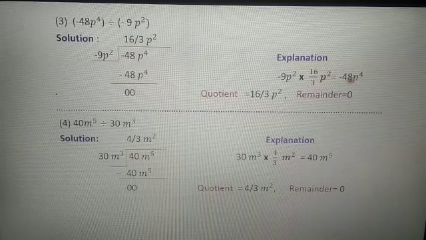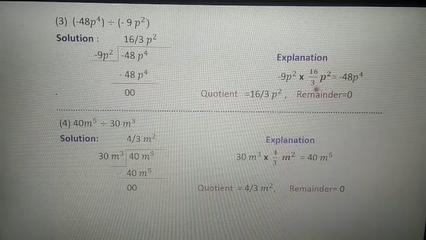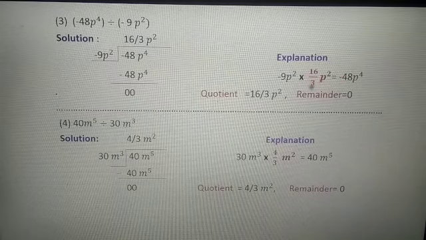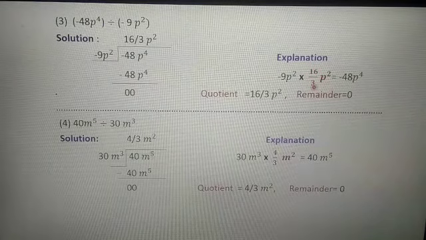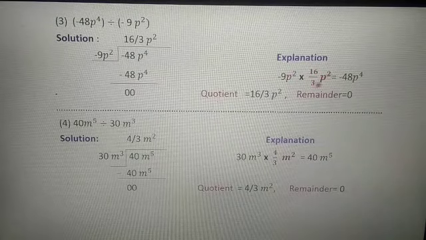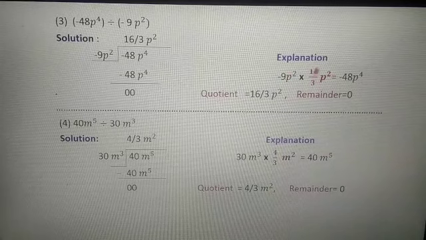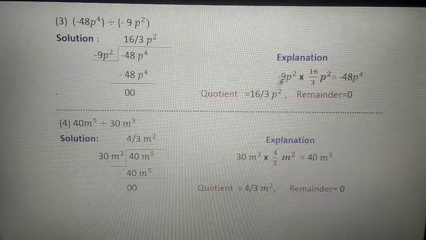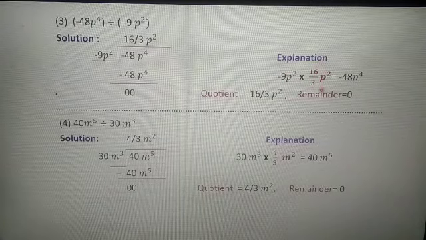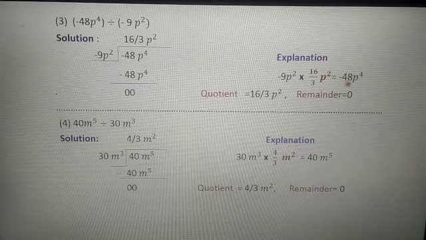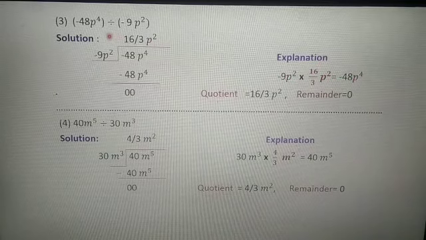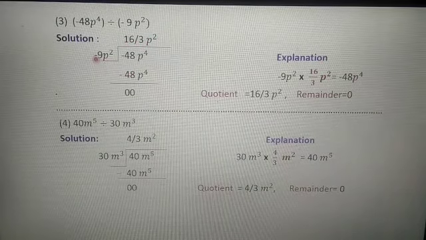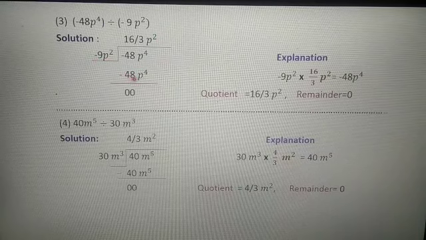How do we proceed here? 48 is divisible by 3. If we divide 48 by 3, we get 16. So we get the fraction 16 upon 3 as a factor, and p square into p square is p raised to 4. So here we get a fraction as the quotient. Minus 9p square is multiplied with 16 by 3 p square to get minus 48p raised to 4. So in the quotient we write 16 upon 3 p square, and there is a minus sign, so the answer comes as minus 48p raised to 4.